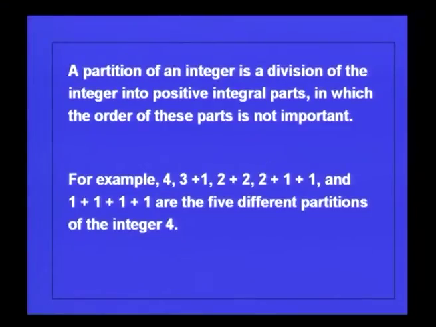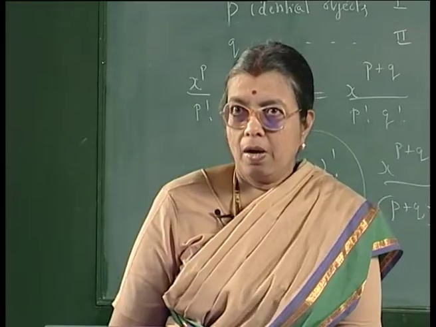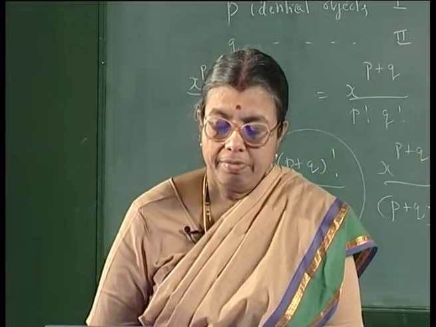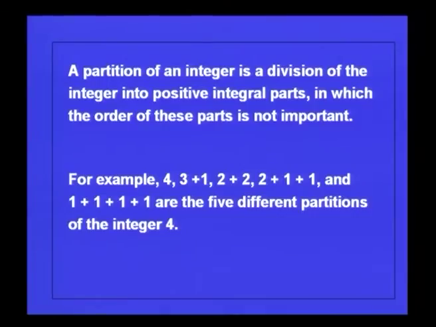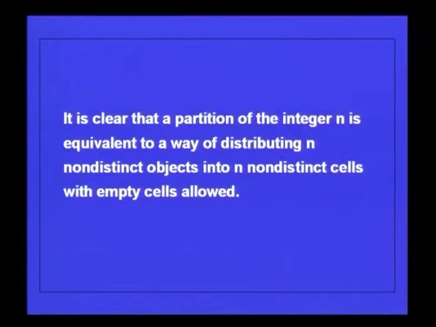This is also the number of ways of distributing non-distinct objects into non-distinct cells. Some of the cells can be empty also here. It is clear that the partition of the integer n is equivalent to a way of distributing n non-distinct objects into n non-distinct cells with empty cells allowed. Okay. So, this is what we are going to consider, and let us see how you can use the idea of generating function for this.